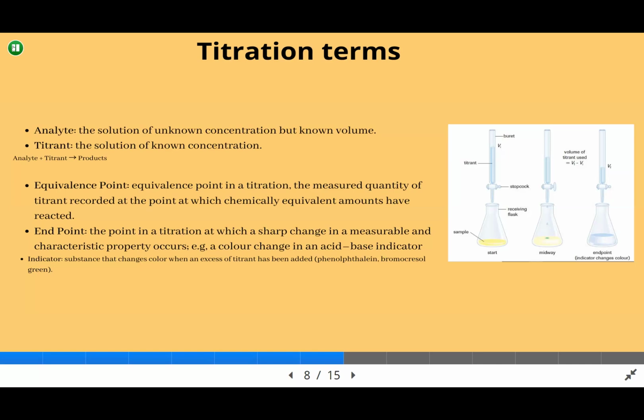So you also have your endpoint, and the endpoint in a titration is the point at which a sharp change in a measurable and characteristic property occurs. In this case, it is the color change in our acid-base indicator, and that indicator is either phenolphthalein, bromothymol blue, or methyl red. It's that substance that changes color when an excess of titrant has been added.